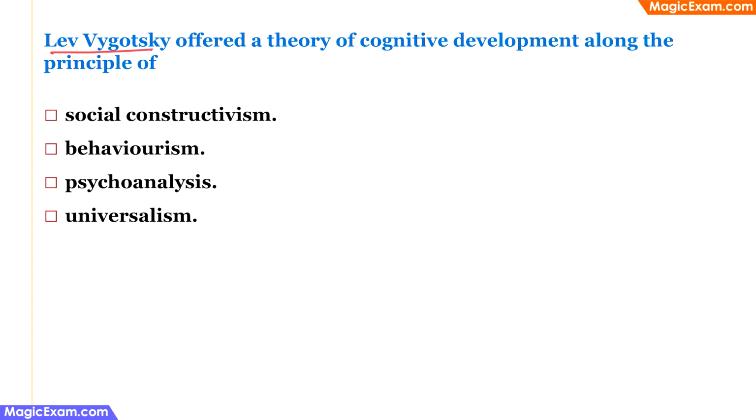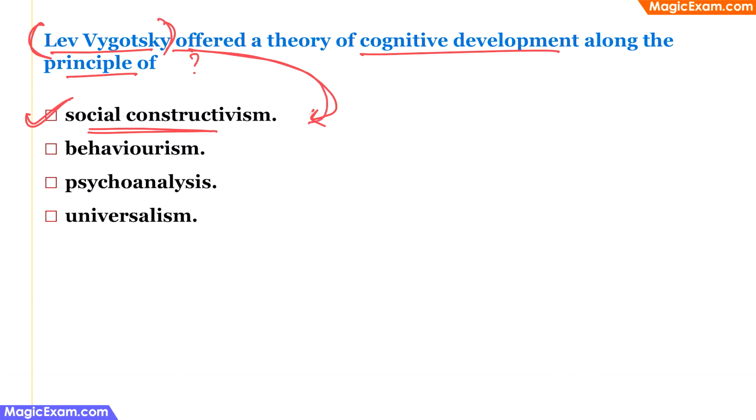Lev Vygotsky offered the theory of cognitive development along the principle of which of the following? Now this is a very simple question, but it is also a very important question. As soon as you see the word Lev Vygotsky, you have to automatically remember that Lev Vygotsky was a proponent of social constructivism. Therefore, the correct answer here is social constructivism. So you should read a little more about what is social constructivism so that you get a better idea about it, and I will cover this in one of the other videos. But for now, just remember Lev Vygotsky is always connected to social constructivism.